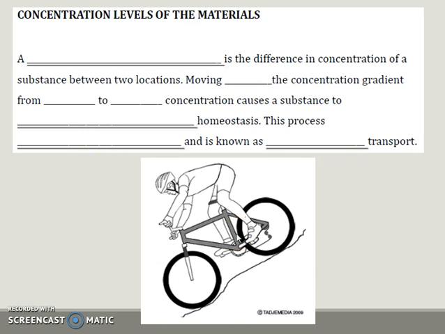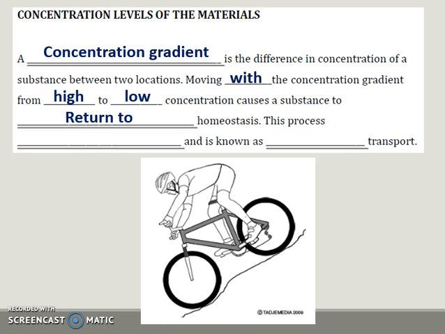Okay, so concentration levels of material. A concentration gradient is the difference in concentration of a substance between two locations. If you are moving with the concentration gradient, you are going from high to low concentrations, which cause a substance to return back to homeostasis. This process doesn't need energy and is known as passive transport.